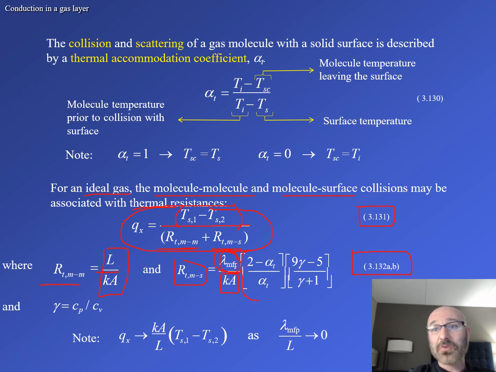And then we have this whole term involving alpha sub t, which we talked about above, our thermal accommodation coefficient, as well as this gamma term, which is given by the relationship of C sub P over C sub V. A thing we want to note with this relationship is that our Q sub x is going to approach this K sub A over L relationship times the temperature difference between our surface temperatures as our mean free path over that L distance approaches 0.